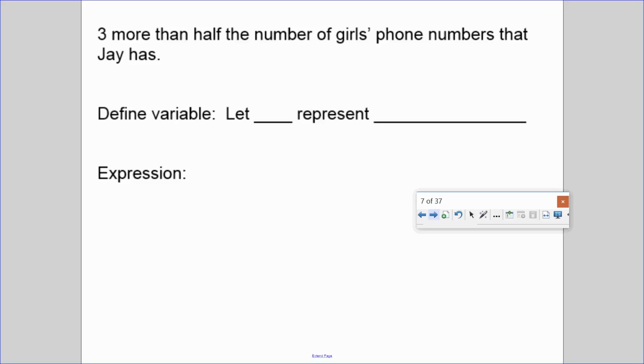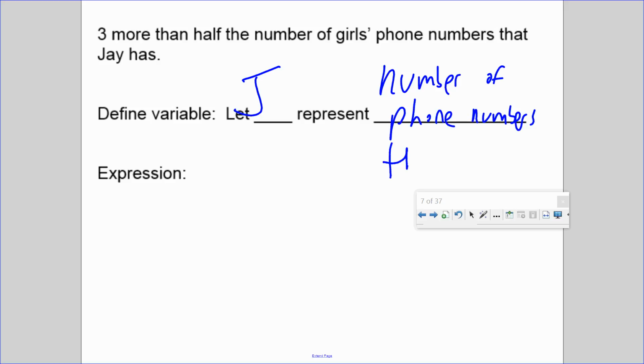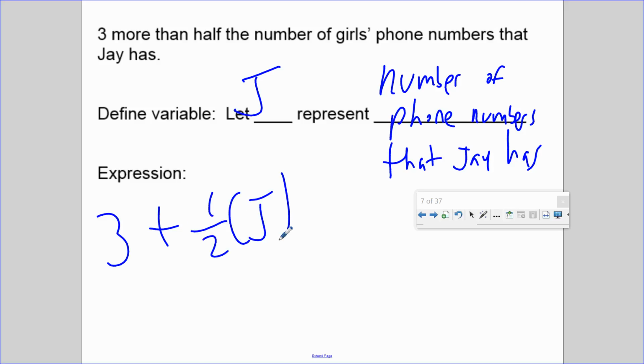3 more than half the number of phone calls that Jay had. We do not know information about J, so let J represent the number of phone calls that J has. Plus 3 more than half the number of phone calls that J has. So half of what J has. So this will be one way to do it.